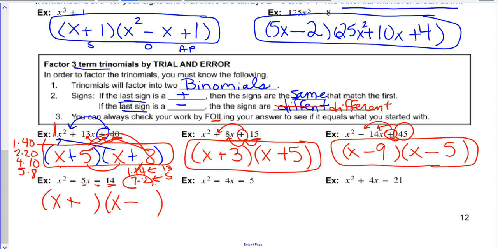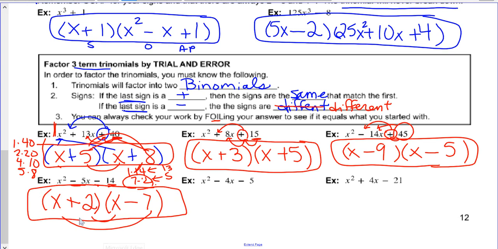Now, these ones are a little bit trickier because to check your outside and inside to make sure I get the middle term, I really have to focus on the sign of that number. So I need a -5. If I put 7 here and 2 here, notice that the outside is minus 7, the inside is a plus 2, so that gives me the negative 5 that I need. Negative 7x plus 2x gives me that negative 5x. So these are my 2 correct factors that I need for that problem. Okay?